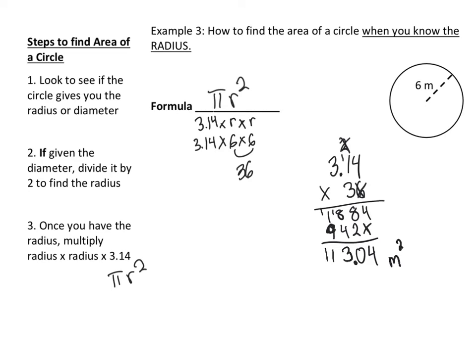That's the difference between area and circumference. You have to label it and put squared, or the answer will be wrong. So it's 113.04 meters squared. Another way you might see this written is 113.04 square meters. Either way, they mean the same thing.